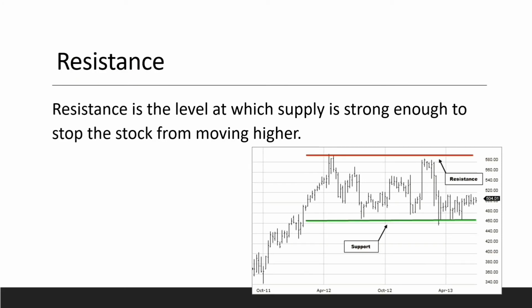Resistance is the level at which supply is strong enough to stop the price from moving higher. If you look at this red line on our chart, you can see that with this one too, anytime this bar chart gets there, price tends to move down. Anytime price gets there, it tends to move down. So this tends to be our very strong resistance level on our chart. So we can identify support and resistance levels on our chart.